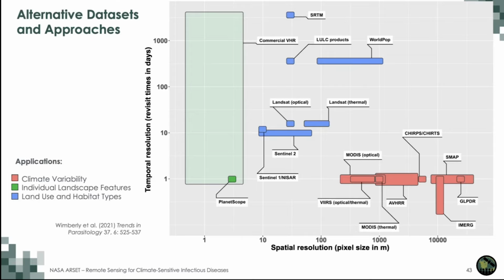When we look at individual landscape features, that would be individual buildings, individual puddles. That's going to be our very high resolution, 1 to 5 meter resolution data, which would include PlanetScope, as well as a variety of mostly commercial satellite products. And then in between those, we have Landsat, Sentinel, and a variety of other products that are looking maybe not at individual buildings or habitat features, but are useful for characterizing land use and habitat types a little bit more broadly, in a way that is relevant both to mosquito habitat, but also to the human element of malaria transmission.